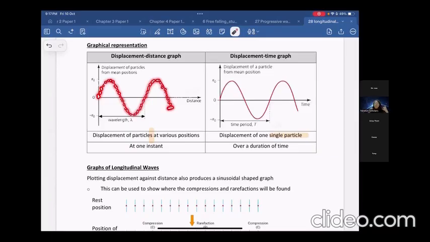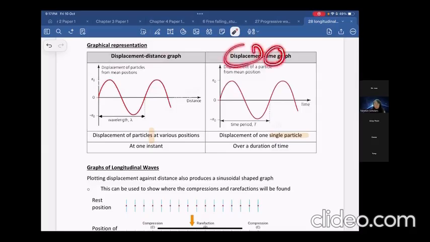So you can imagine 30 students in the classroom and I capture them using a camera. At the time that I capture, I'm actually recording all 30 students. At the moment I capture, I record it down. I'm capturing all the particles at their various positions. This is the displacement-distance graph.